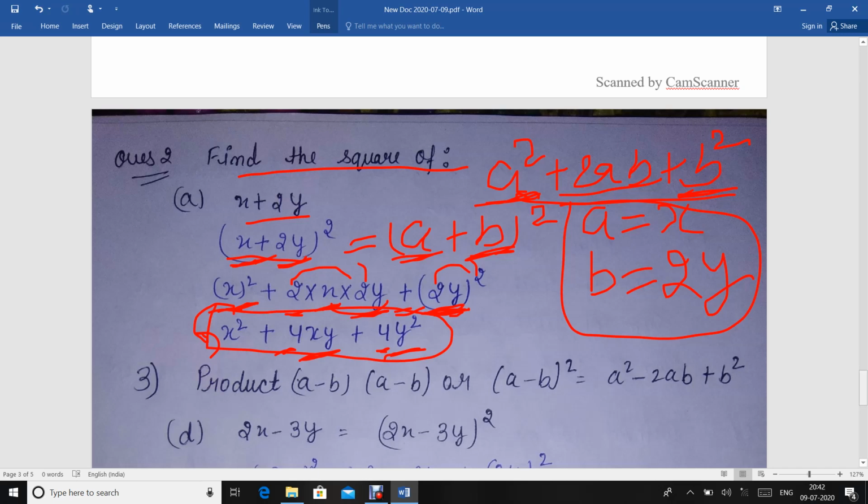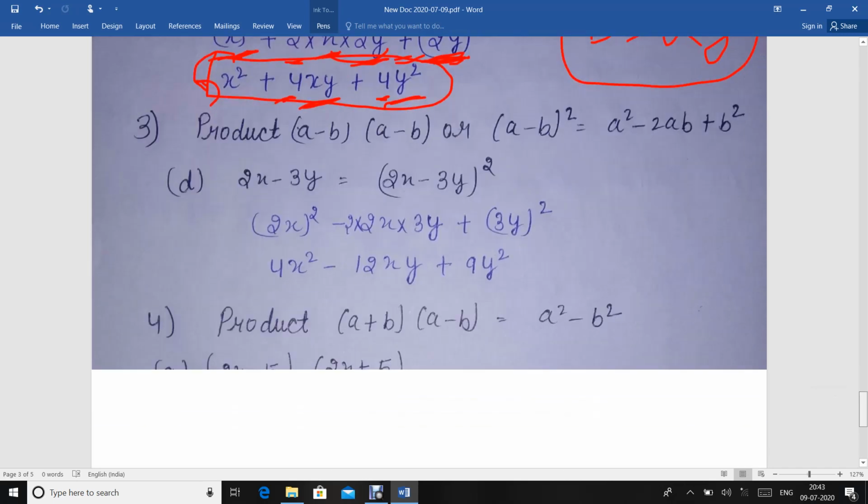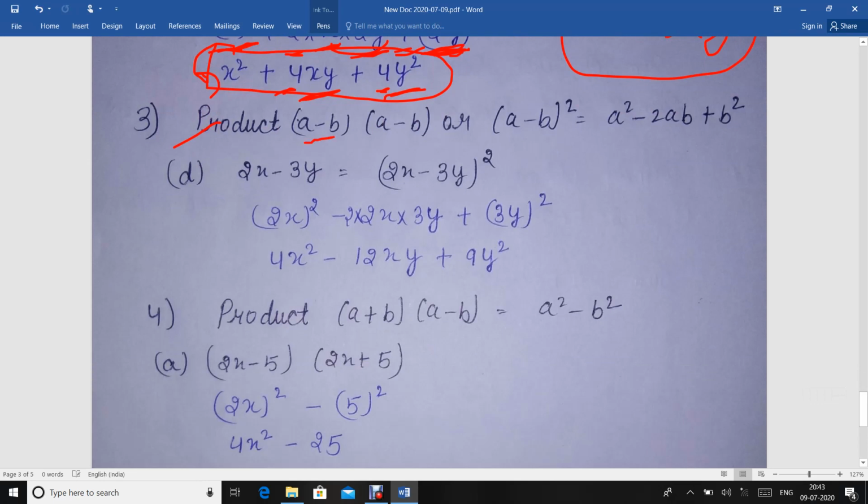Let us move towards the next part. The next identity is the product (a minus b) by (a minus b). When a minus b is multiplied by a minus b, you will get (a minus b) whole square. And this is the identity: (a minus b) whole square is equal to a square minus 2ab plus b square. This is similar to (a plus b) whole square, only the negative sign. There was a square plus 2ab plus b square, and here is a square minus 2ab plus b square.